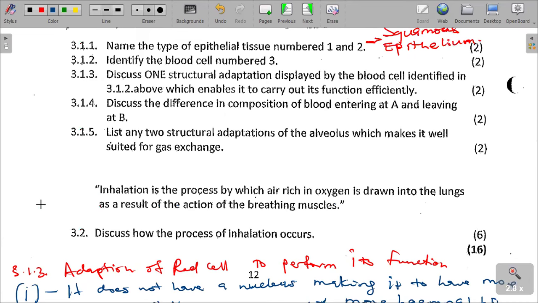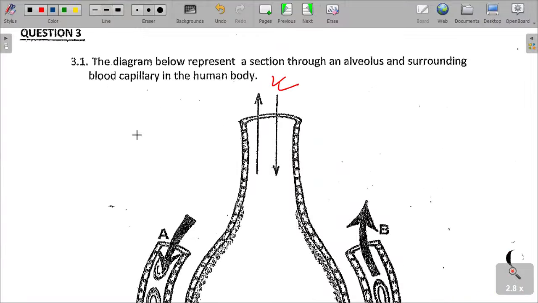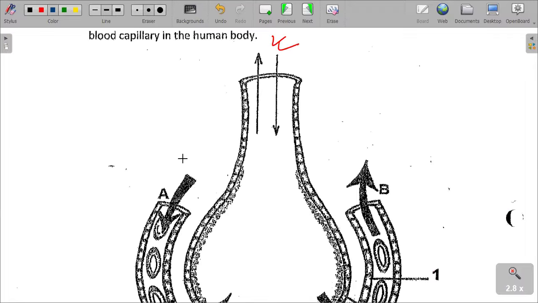Question 3.14. Discuss the difference in composition of blood entering at A and leaving at B. What is the difference in composition of the blood that is entering at A and the blood that is leaving at B?